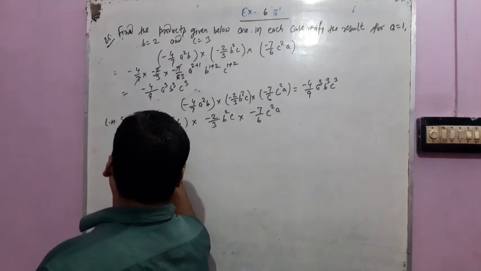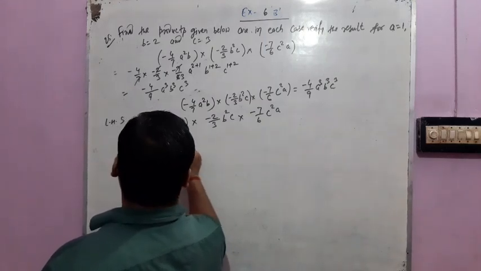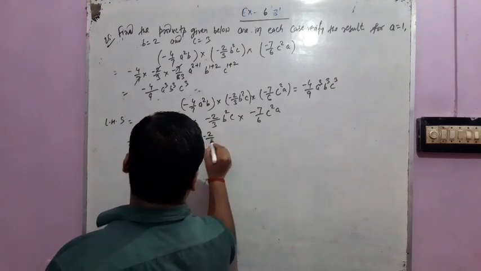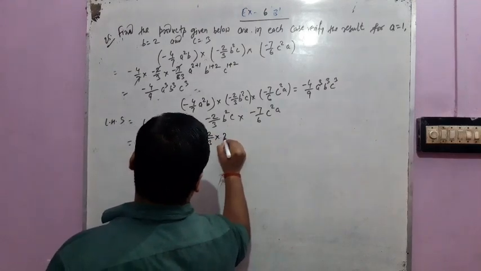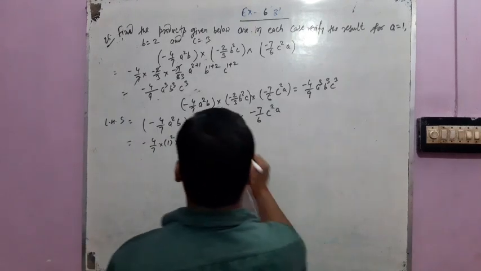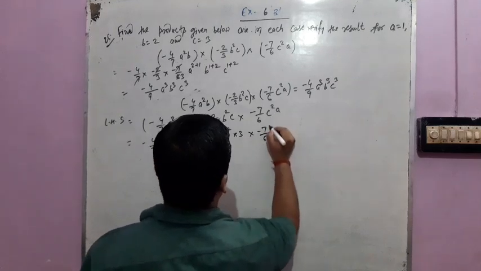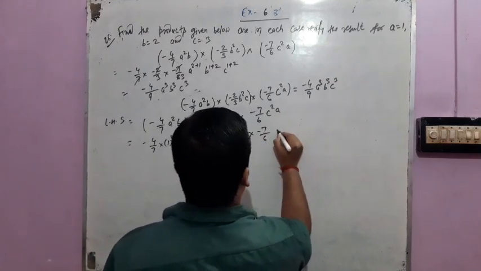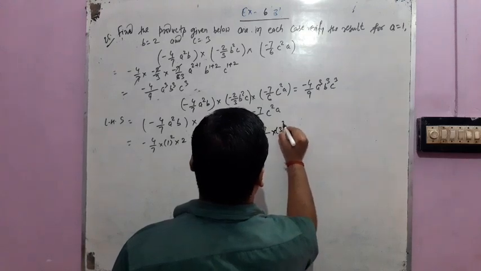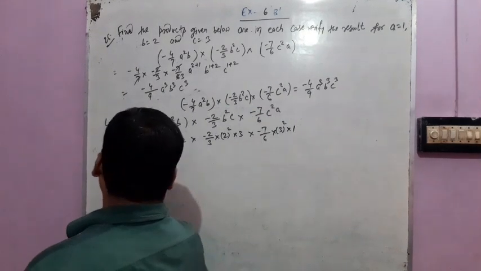Minus 4 by 7. What is the value of A? 1. So we take the square of 1. What is the value of B? The value of B is 2. Minus 2 by 3, again here B, the value of B is 2, so we take the square of 2. And the value of C is 3, so we put 3 here. Into minus 7 by 6, C square A: what is the value of C? 3, the square of 3 into A, and the value of A is 1. Now we are solving the terms here.